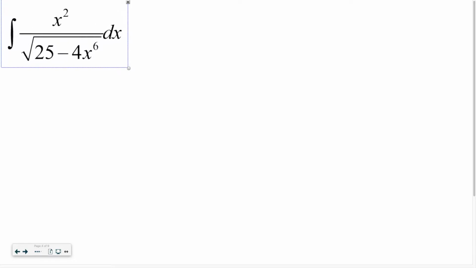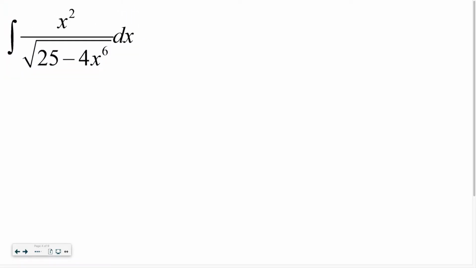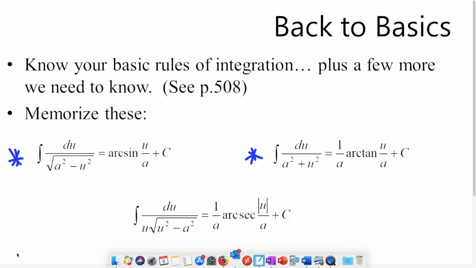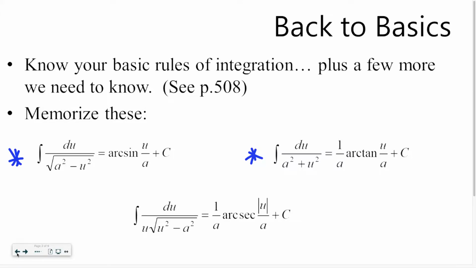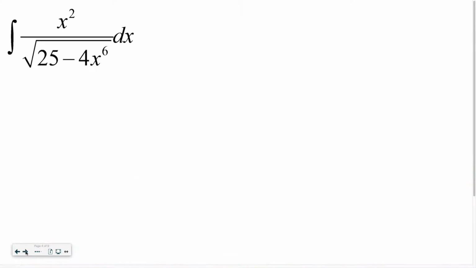Okay, what does this kind of look like? It kind of sort of looks like that first one we did, except it was the second one. So it kind of sort of looks like maybe it has a relationship with this arc sine formula, right? Perhaps. Okay, let's talk about it, because we have under the square root a number minus an x squared.